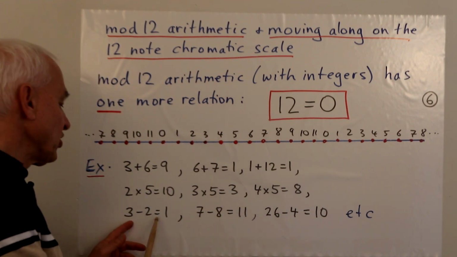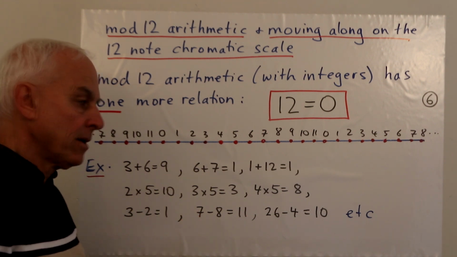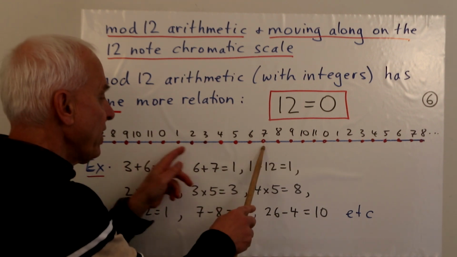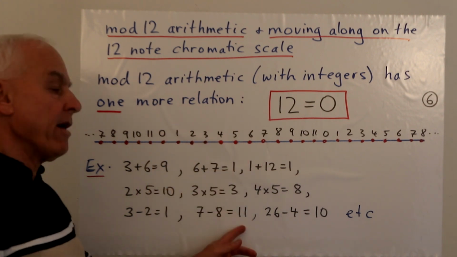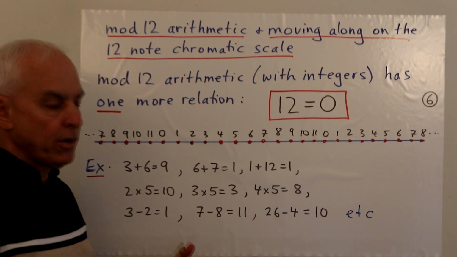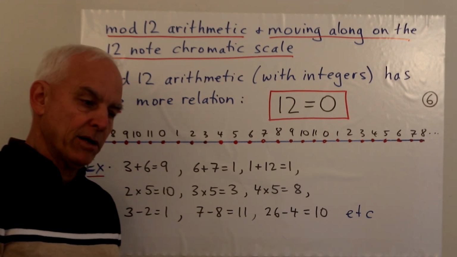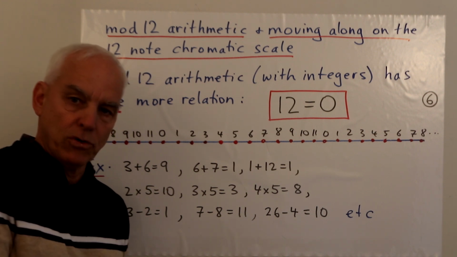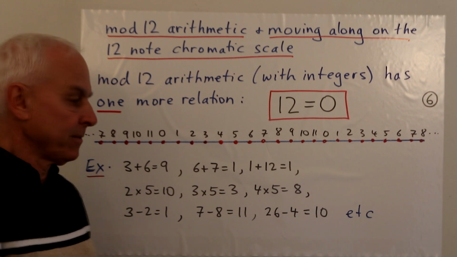Subtraction, 3 minus 2 equals 1, just as ordinary. But 7 minus 8, so we go 7, and then we go back 8. 1, 2, 3, 4, 5, 6, 7, 8. Well, we get 11. Or you could say, well, 7 minus 8 is usually -1, but we can add 0 to that. It won't change. So if we add 0 or 12 to -1, then we get 11.